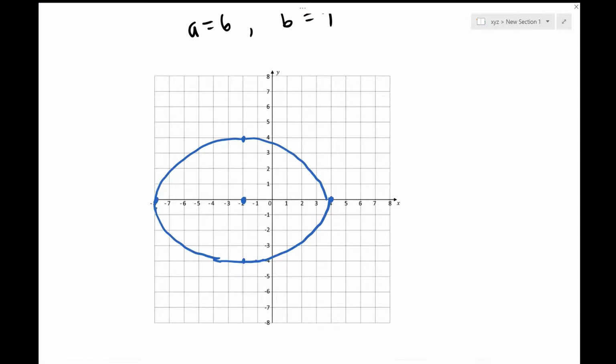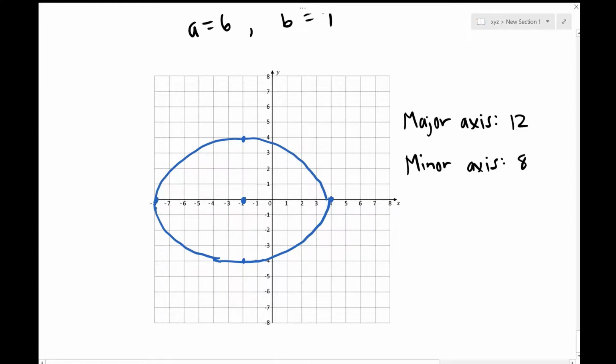Next, we'll identify the lengths of the major and minor axes. So for our major axis, again, we're just taking the a and b values and doubling the longer one. So in this case, our major axis has a length of 12 units. The minor axis, doubling our b value, we should see that we get a length of 8 for that.